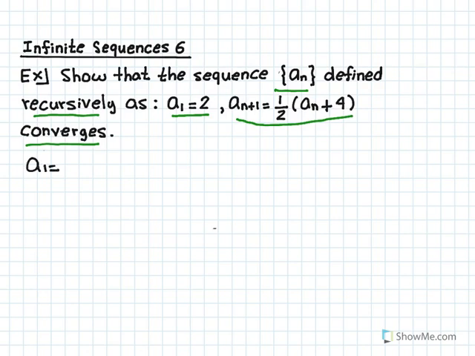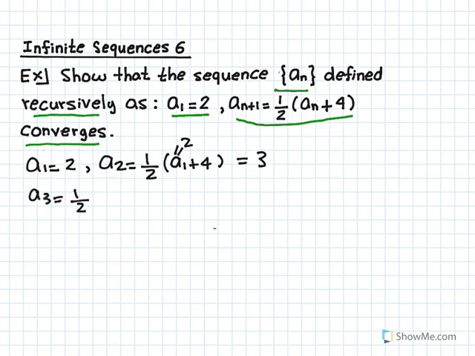a_1 is equal to 2. a_2 is equal to 1/2 (a_1 + 4), but a_1 is equal to 2, so we get 2 plus 4, that's 6 over 2, which is 3. Now let's look at a_3. a_3 is equal to 1/2 (a_2 + 4), and we computed a_2 to be 3, so we get 1/2 of 3 plus 4, which is 7. That gives us 3.5.